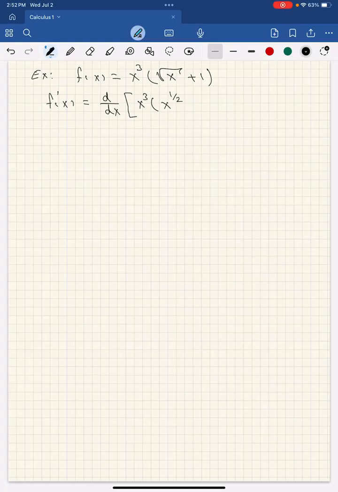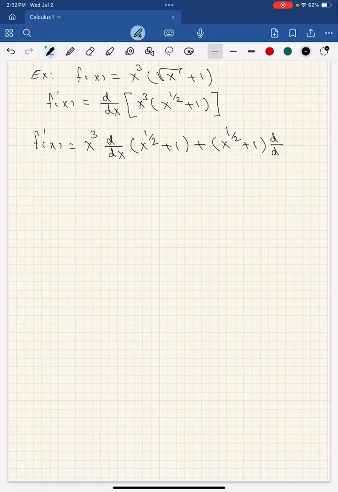If you focused on my first lecture on the basic rules of derivatives, I told you every time that you see a radical, change it to exponential notation. Plus 1. Now product rule. F prime of x equals first function x cubed d dx of second function, which is x to the power of 1/2 plus 1, plus second function, which is x to the power of 1/2 plus 1, d dx of the first function, which is x cubed.